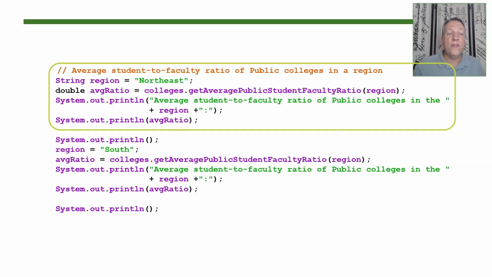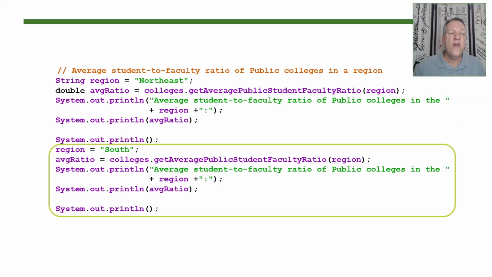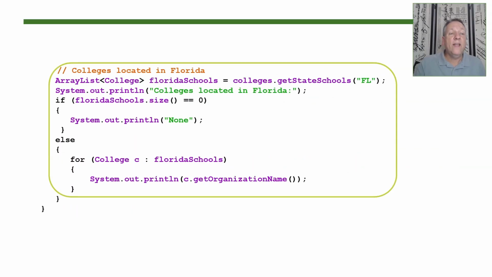Next, I'm going to test out the getAveragePublicStudentFacultyRatio for a region. The first one, I'm going to set region equal to Northeast, and then I'm going to print out whatever I get back, my average ratio, in a couple of println statements. And then I'm going to call it again, but this time I'm going to use the region as South. So I can compare the student faculty ratios in two different regions for the public universities in that region.